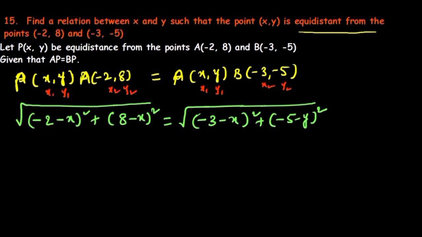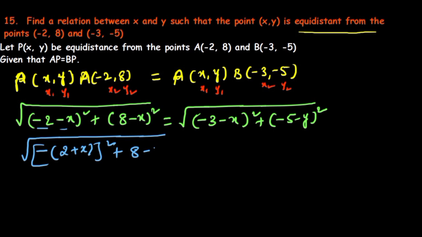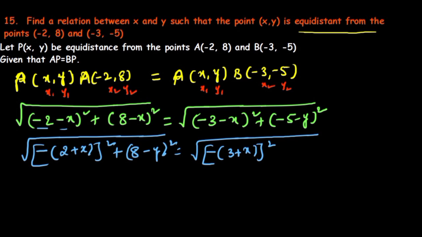And in the next step we write, root of, see -2 minus x, when you take minus common from this it becomes minus of 2 plus x whole square, plus this is as usual 8 minus y whole square. Similarly here also we can take minus common, then we get minus of 3 plus x whole square, and we take common from this, then we have 5 plus y whole square. Okay, so now we are going to take squaring on both sides.